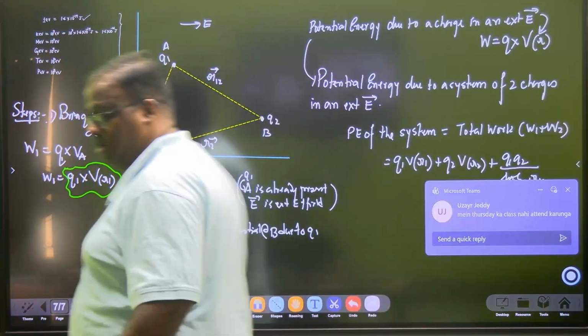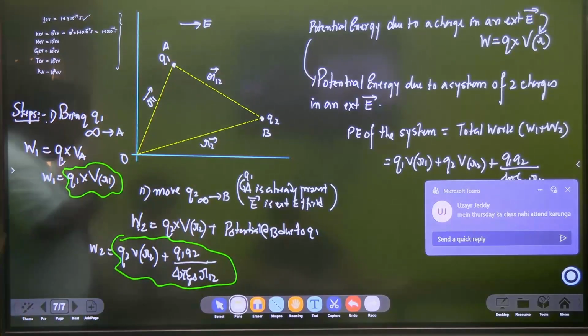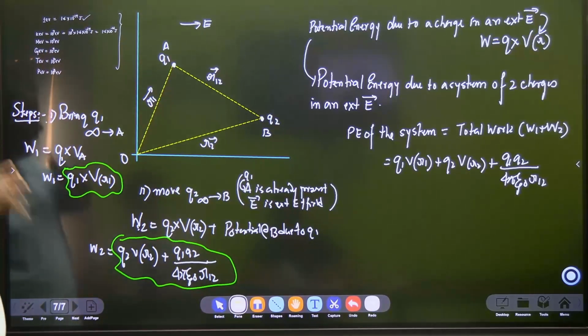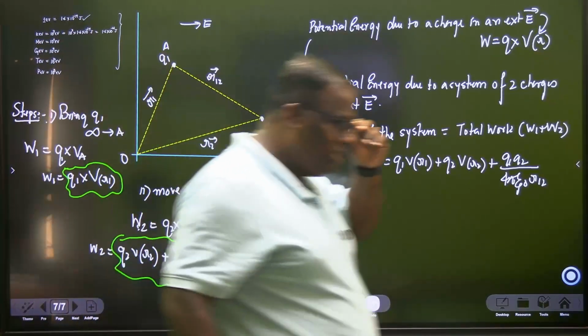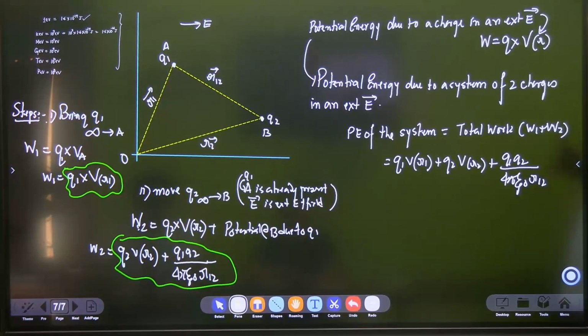Dekho to bacha, have you understood this? Yeah, write it down. Understand and write down, don't mug up. The concept is very simple. When you bring the first charge, what did we see that is different here from the previous ones? Previously, when you brought the first charge, work done was always 0 because there is no field. Now there is already a field present.